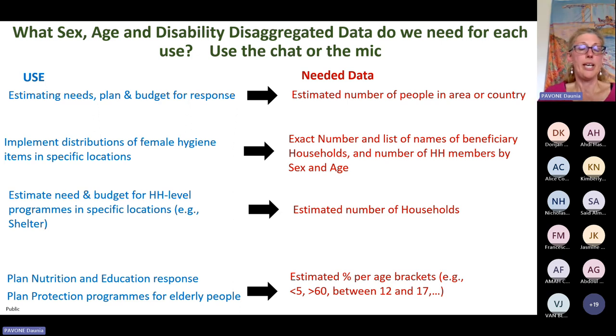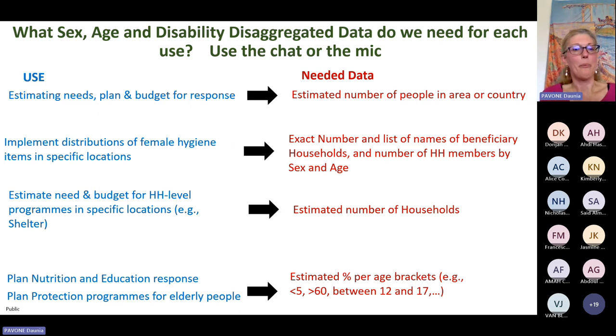Excellent. If I need to estimate the need and budget for a household, why names? Because I probably need a beneficiary list. If I need to actually implement a distribution, I might need to know the names. There are lots of different cases, and you're totally right to ask the question, Dorian, because that is what we need to do. Do we really need the name? Maybe we don't really need the name, and we don't collect that.